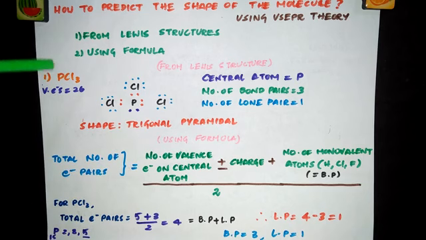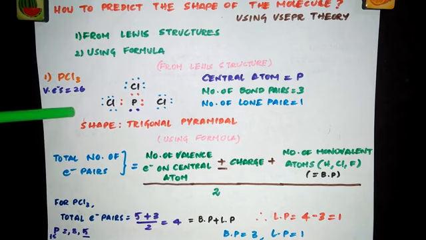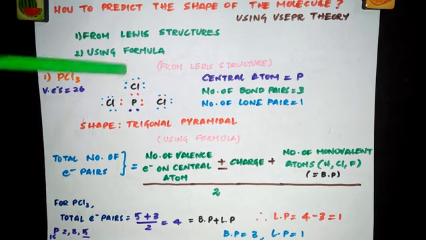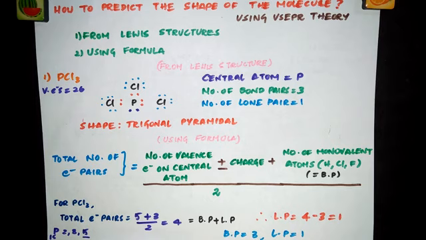So first example, I've taken PCl3. So first I'll show you how to predict the shape from Lewis structures. Then I will show you how to predict this shape by using some formula. So can you recall how to draw the Lewis structure of this given molecule? First you have to find out the total number of valence electrons. Not only on central atom, total number of valence electrons.